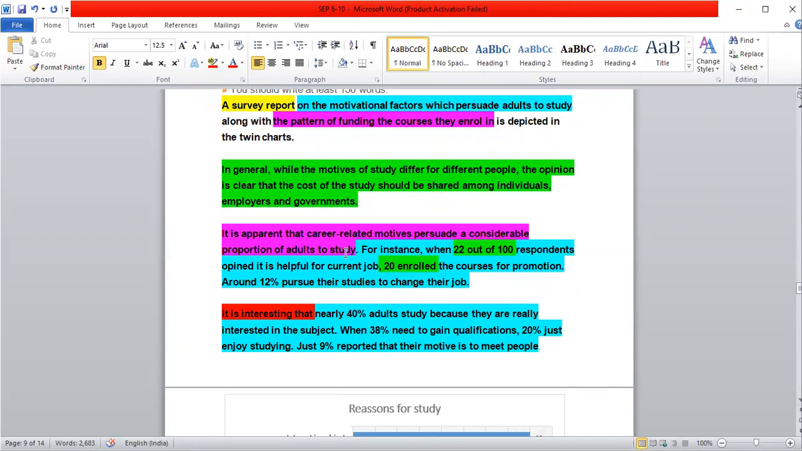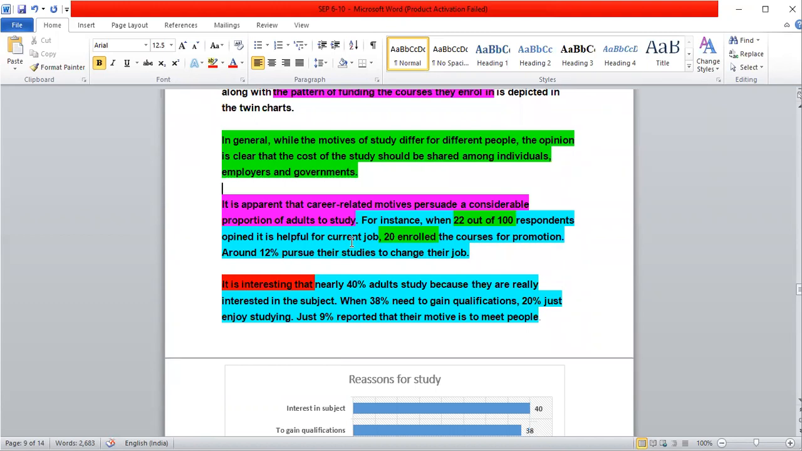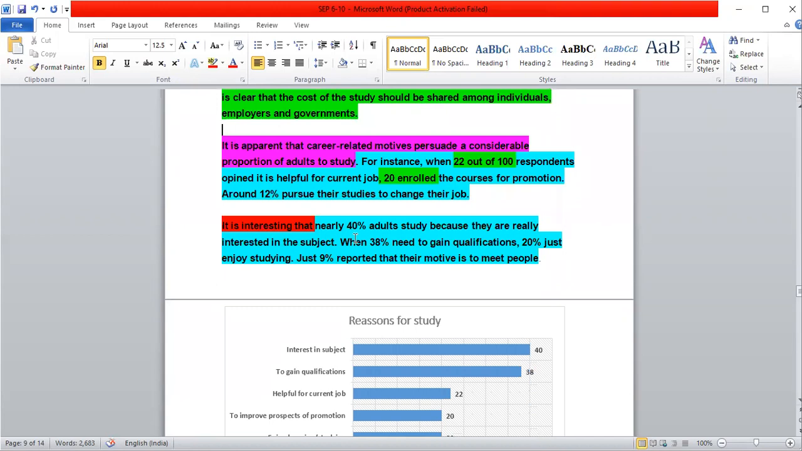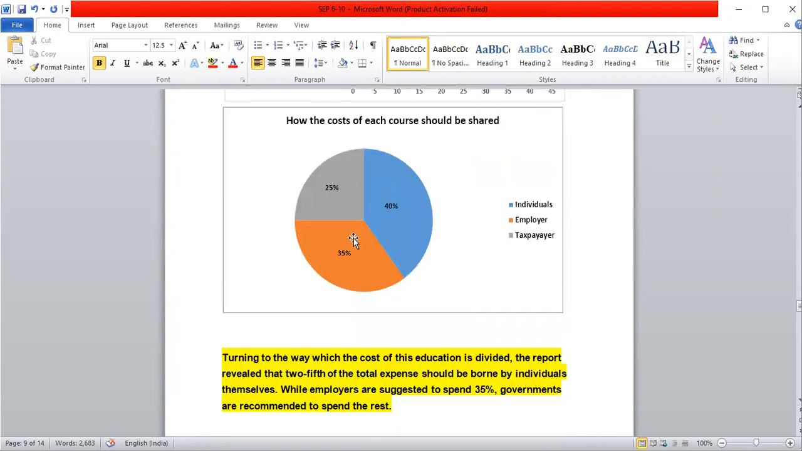The first paragraph is about career. The second paragraph is about the other things here. Now we have to go with the last particular paragraph. Yes. Turning to the way in which the cost of this education is divided. So this is also discussed there.